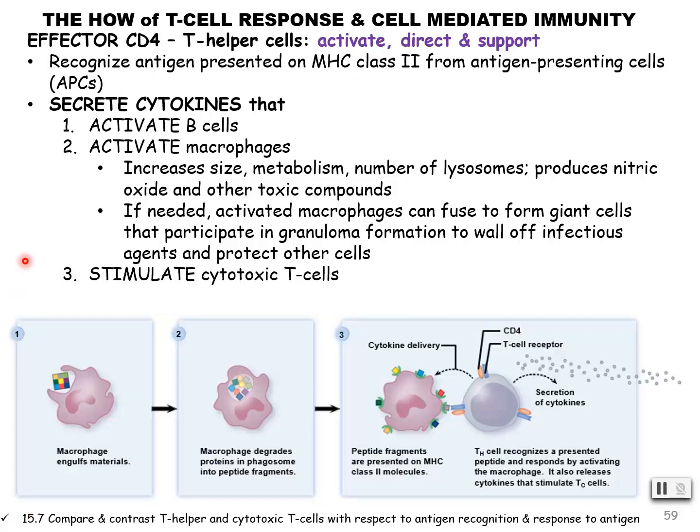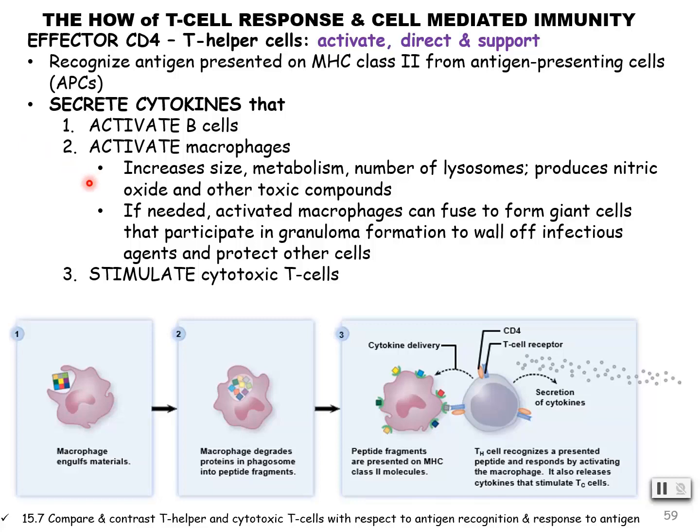All right, so what do the effector CD4 cells do? Once again, activate, direct, and support. Once they are activated, they release cytokines. They have to be presented with the antigen in context of that major histocompatibility class 2. They're going to activate B cells. B cells then will become plasma cells and produce antibodies. They also activate macrophages. How do you activate a macrophage?